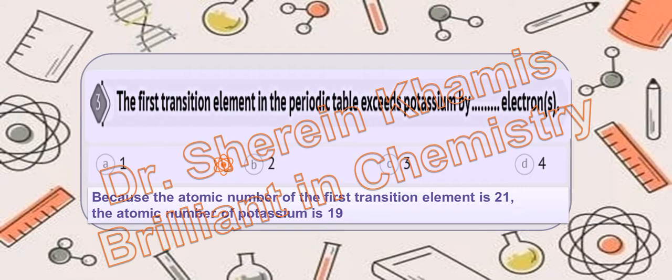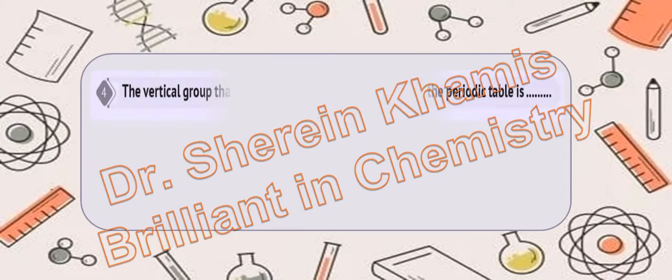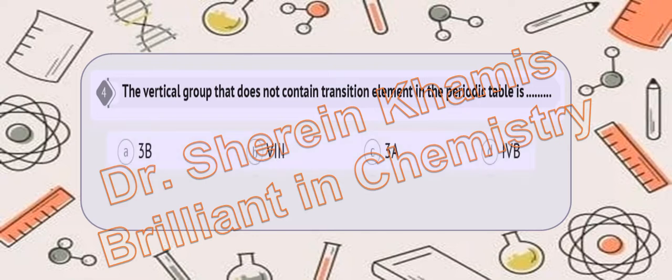Let's go to question 4. Question 4 says: the vertical group that doesn't contain transition elements in the periodic table. We have choices here: 3B, group 8, which is VIII B, group 3A, and IVB, which is group 4. So we have choices here.